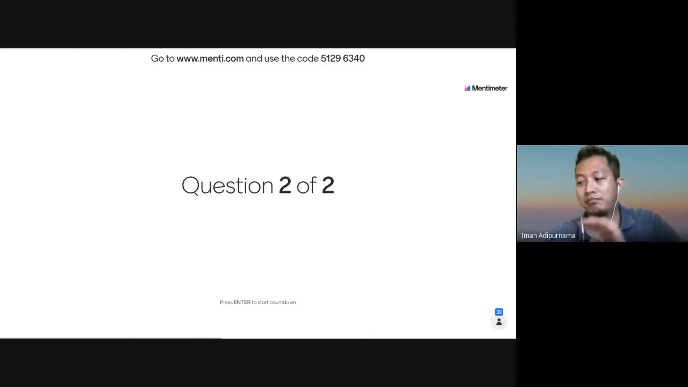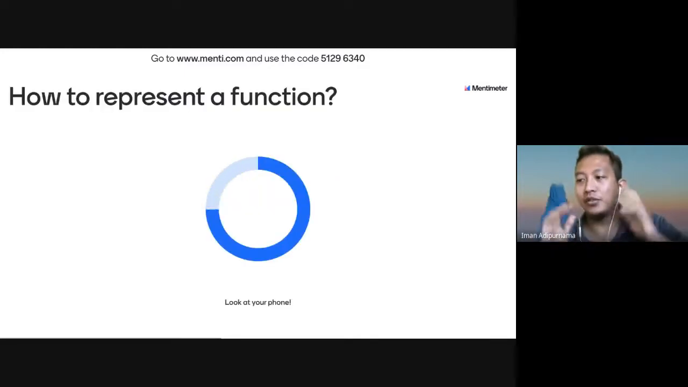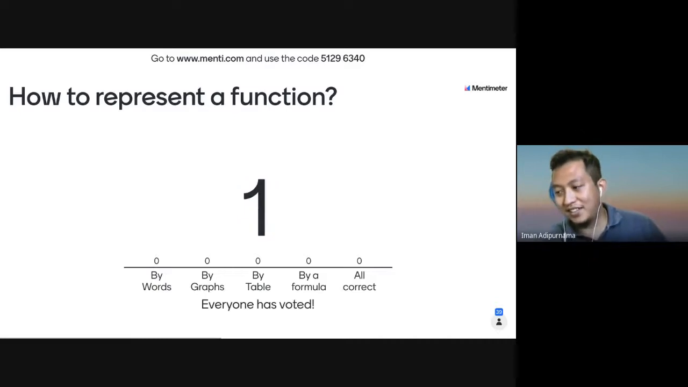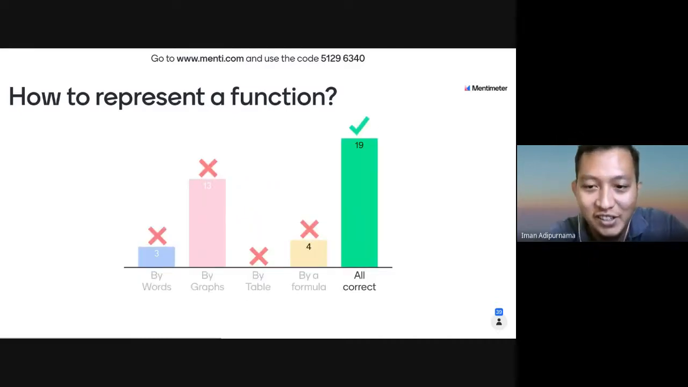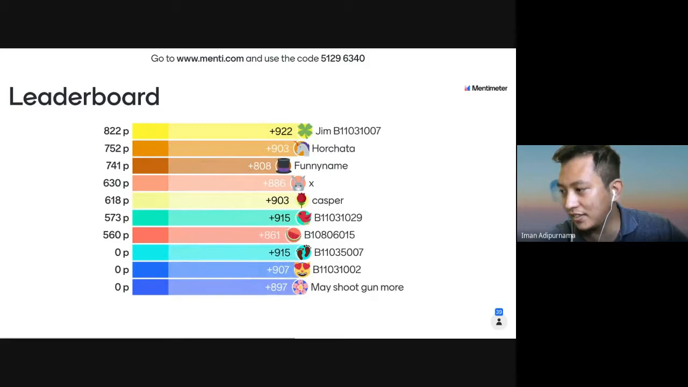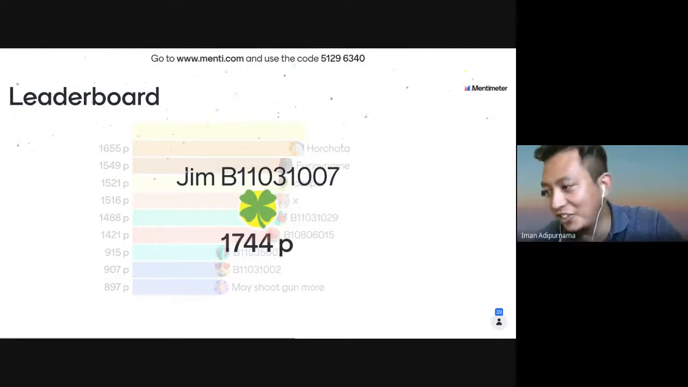Second question. Get ready. I will enter, start the countdown. Answer fast. How to represent a function? That's the question. You have 15 seconds. Okay, I think most of you are correct. All correct, the answer is all correct. And who is the fastest? Oh, still Jim. You got the most points from the game. Congratulations, Jim.